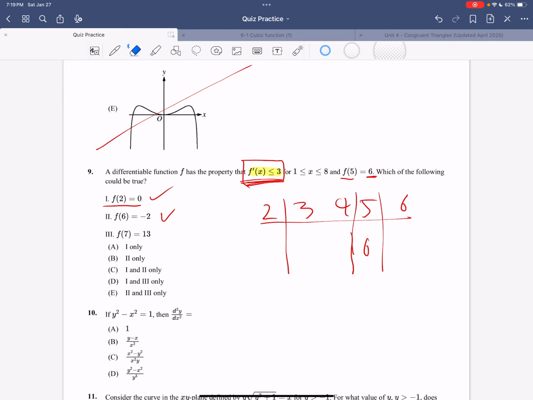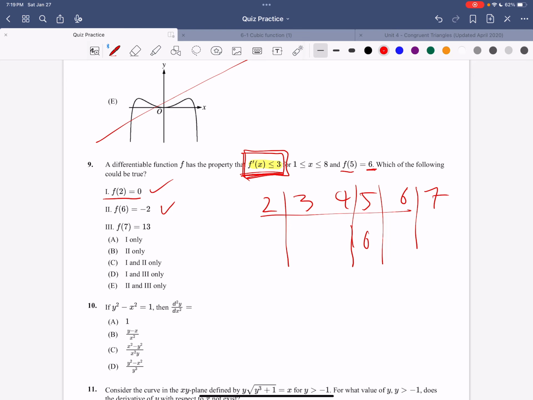Now let's look at number 3. It says f of 7 is equal to 13. As you can see, the maximum slope that we can have is 3, right? So let's say we go maximum from here to here. It's plus 3, which can be 9. Let's do plus another 3, another max, which is going to be 12. And apparently 13 is way too big, because 12 is the maximum we can get at 7. So that cannot be the answer. The only things that can make sense are 1 and 2. So the answer is going to be C.